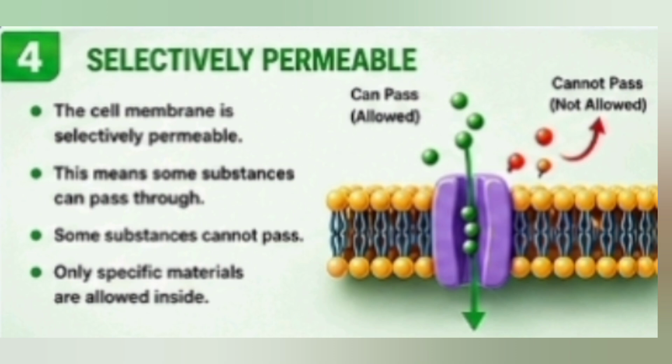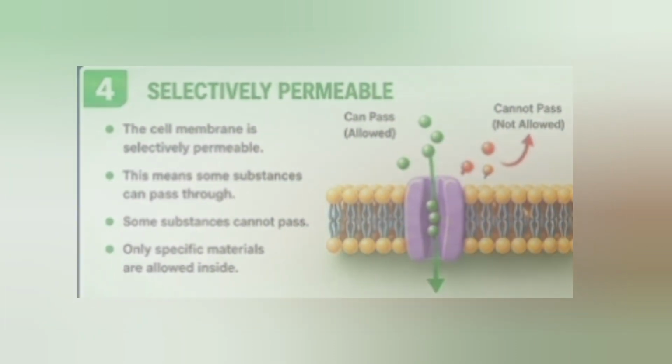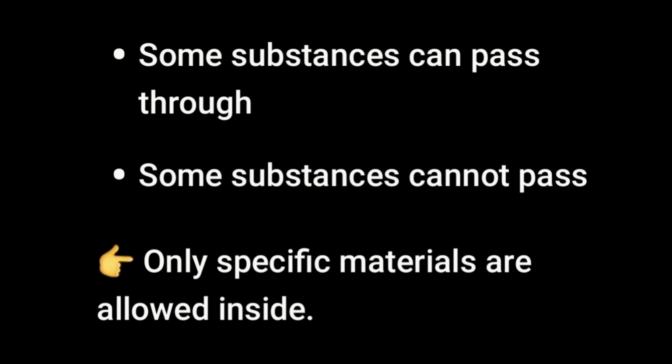Selectively permeable. The cell membrane is selectively permeable. This means some substances can pass through, some substances cannot pass. Only specific materials are allowed inside.